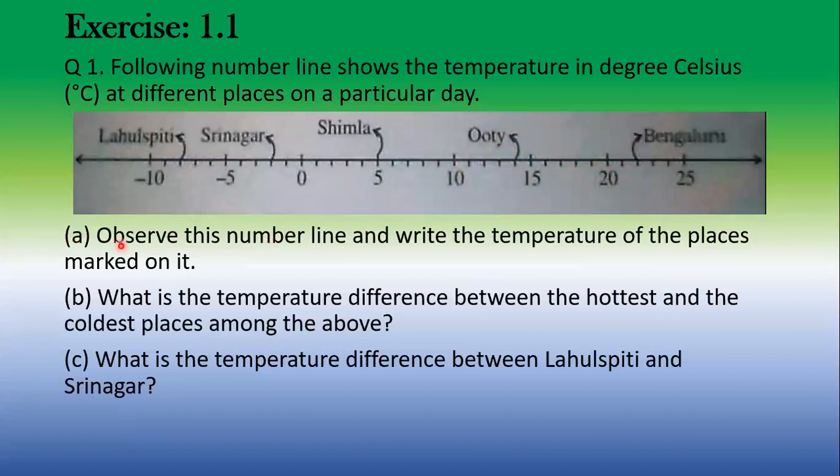So Lahul Spiti's temperature is minus 8 degrees Celsius, Srinagar minus 2 degrees Celsius, Shimla 5 degrees Celsius, Ooty 14 degrees Celsius, and Bengaluru being the hottest place, the temperature is not minus, positive 22 degrees Celsius. Now, from this we can write the answer for the first question. The second question is, what is the temperature difference between the hottest and the coldest place among the above places?